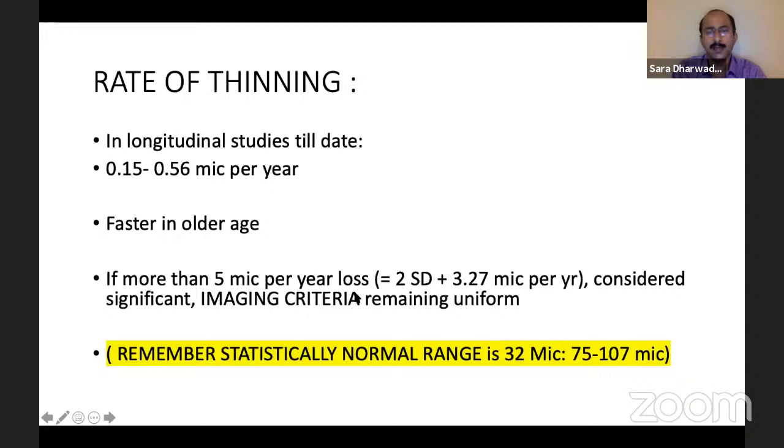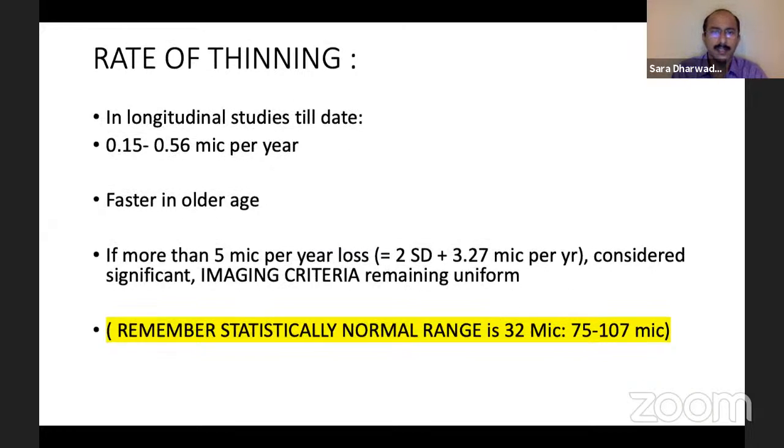Imaging criteria remaining uniform across the board. Remember that the statistically normal range is 32 microns, that is from 75 to 107. So if the patient has started losing from the baseline in excess of 5 microns, it would be something which you would be seriously considering as progression, irrespective of what the visual field is showing you, considering that you have followed all the criteria of imaging rigidly.